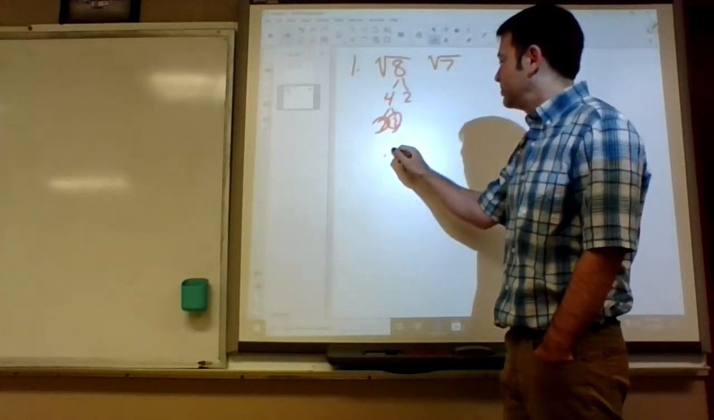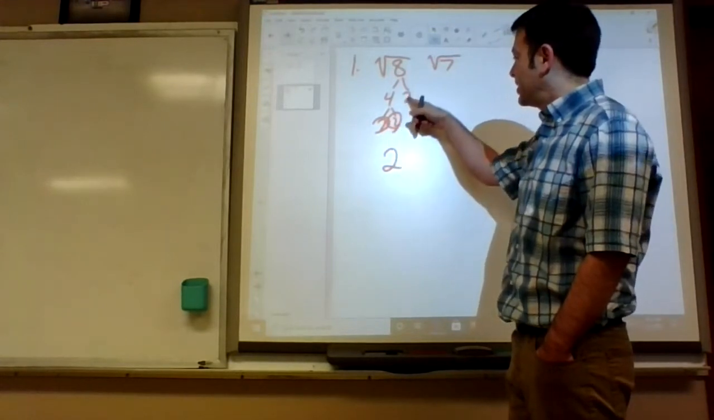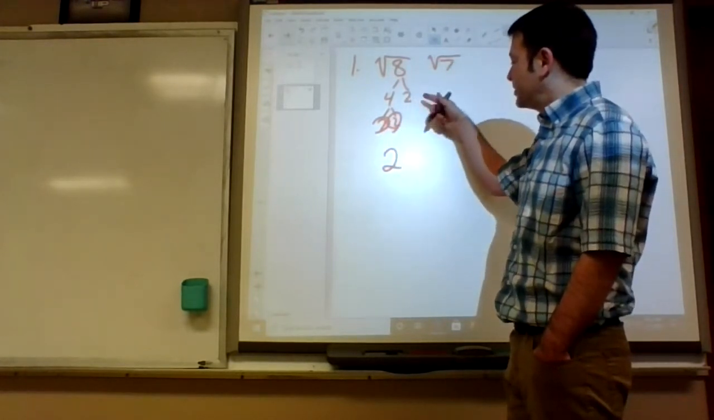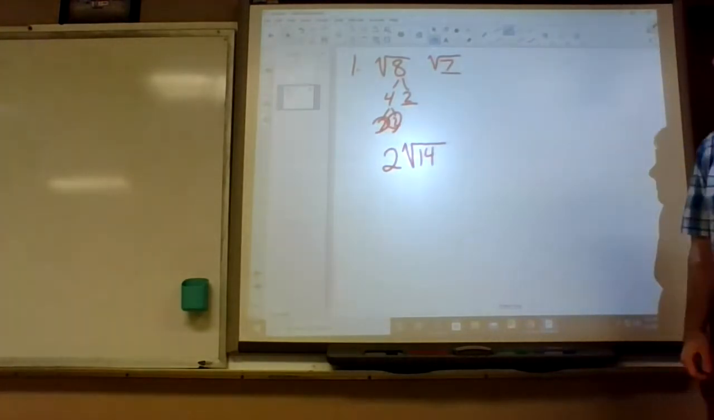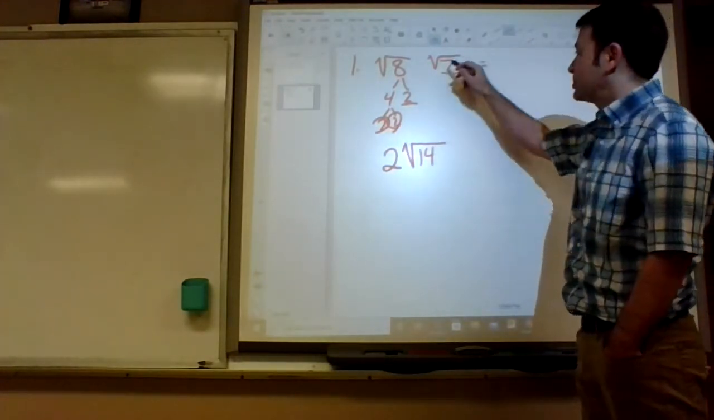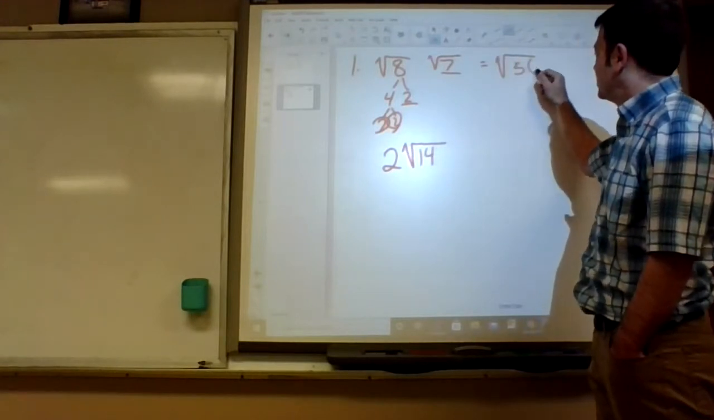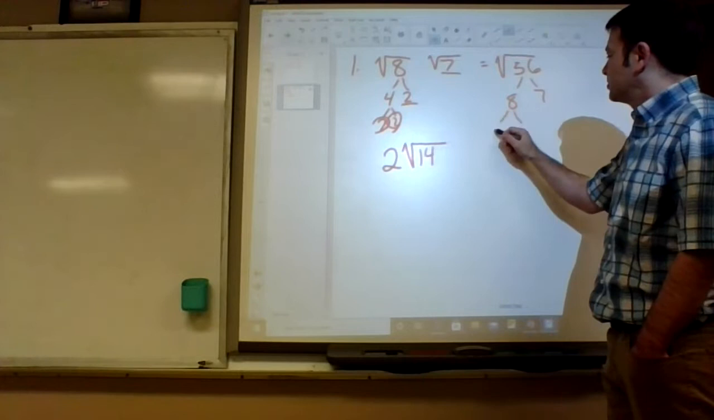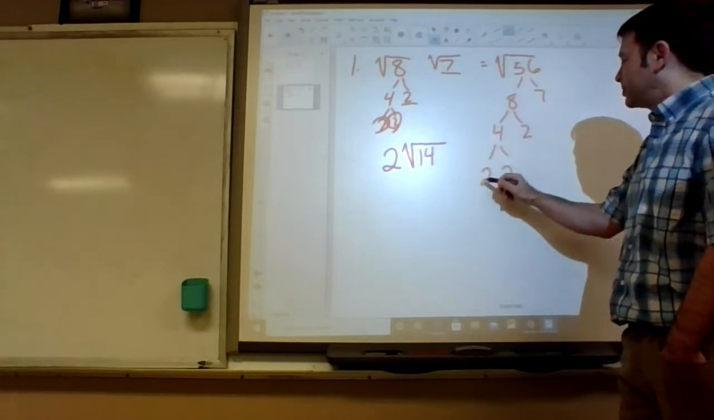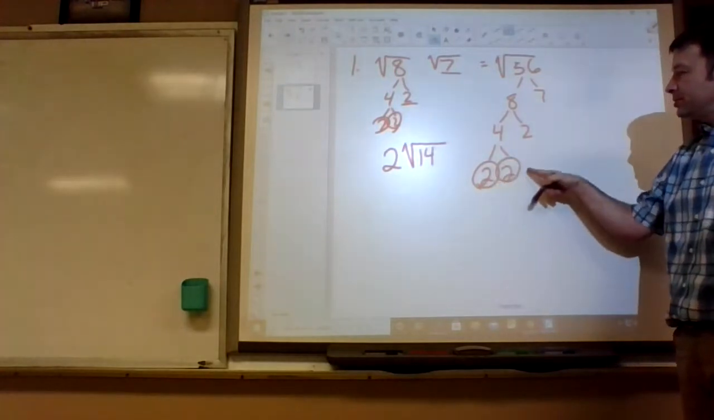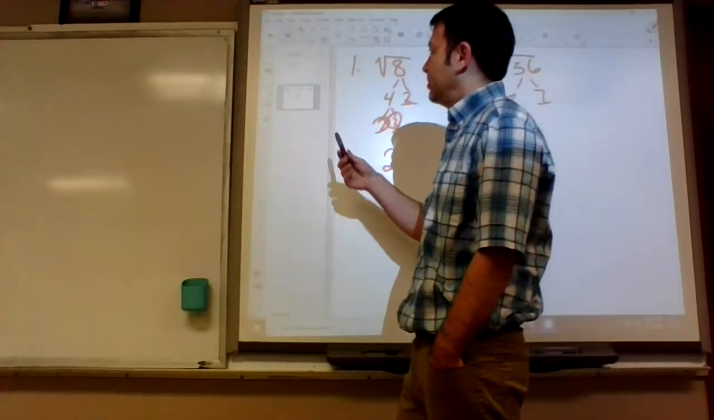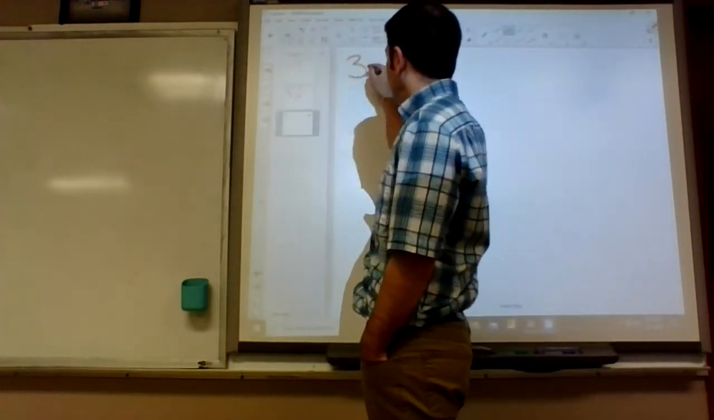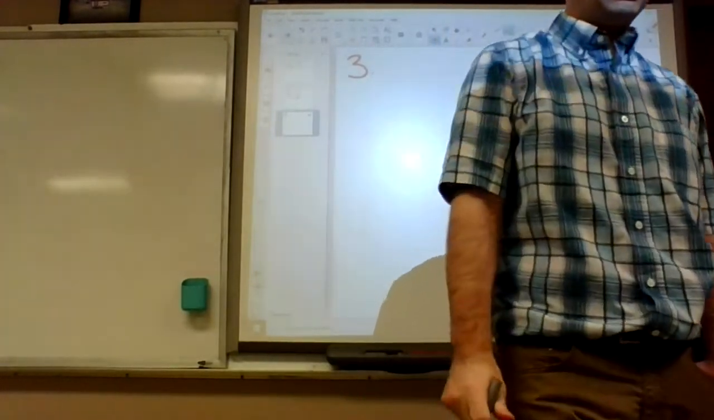So 2 is on the outside and 2 and 7 are on the inside, so 2 times 7 is 14. Or, let me show you the other way. This might make more sense. 8 times 7 is 56, and then you break it down from there. It's pretty much exactly the same, so it's 2 square root of 14. I'll be doing the first method of breaking it down before multiplying.